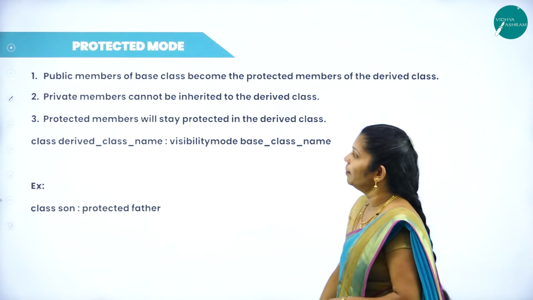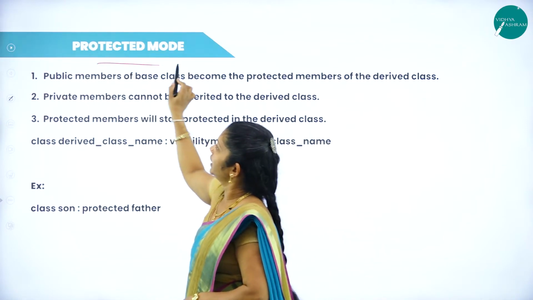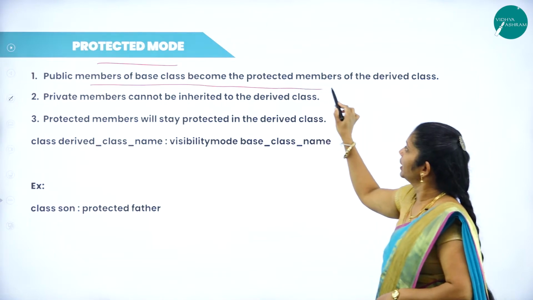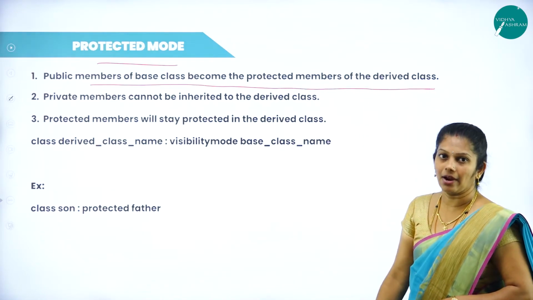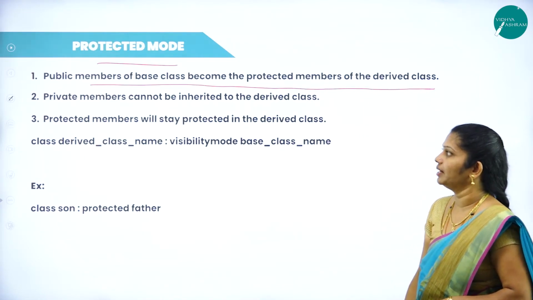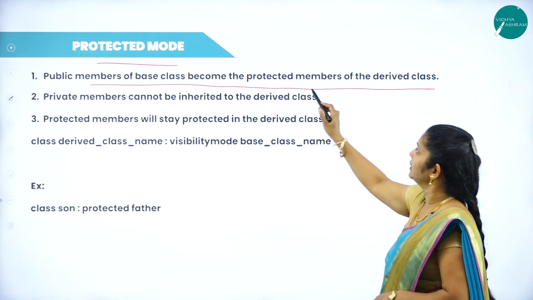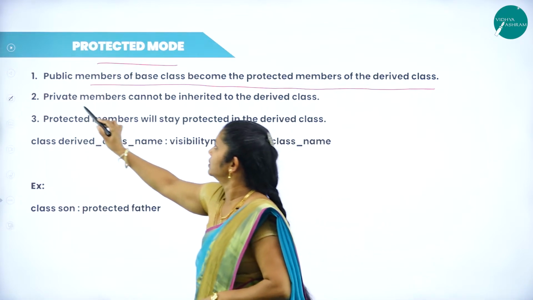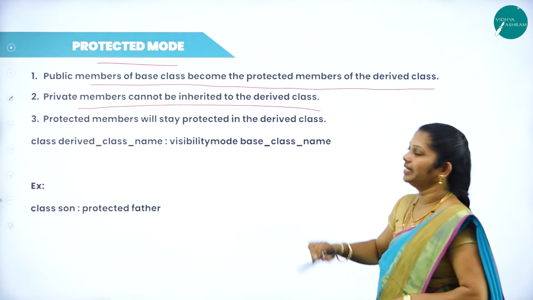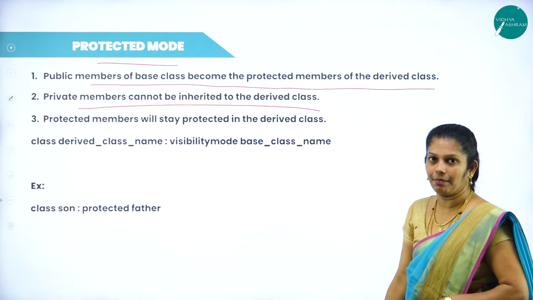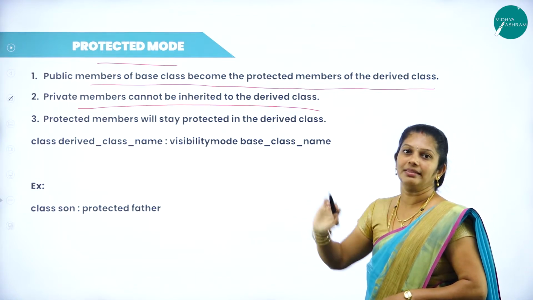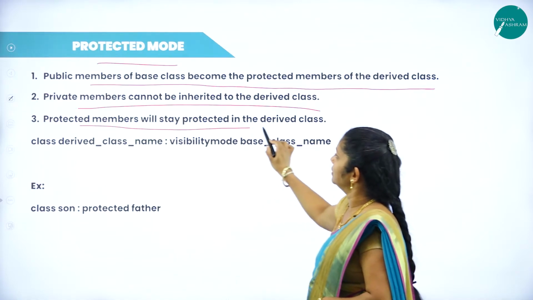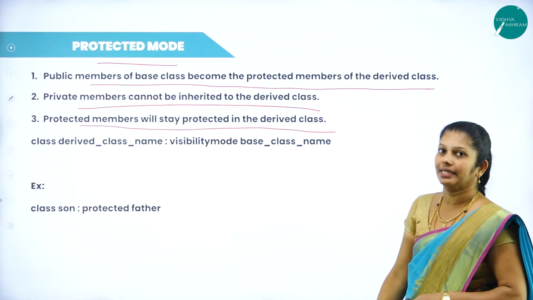And the last one, protected mode. In that case also, public members of the base class become protected members of the derived class. What exactly? If it is public in the base class, then in the derived class it becomes protected. Then private members cannot be inherited to the derived class. If it is private in the base class, that cannot be inherited in the derived class. Then protected members will stay protected in the derived class.